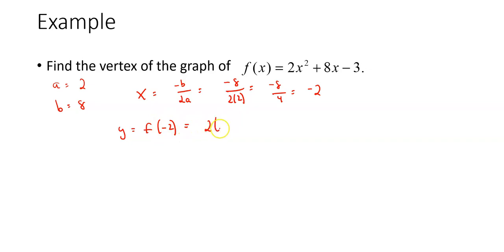So I'll get 2 times -2 squared plus 8 times -2 minus 3. So I'm putting that -2 into x for f of x. So -2 squared is 4. 4 times 2 is 8. Minus 16 minus 3. So 8 minus 16 is -8. Minus 3 is -11. So by my calculations, the vertex is -2, -11.